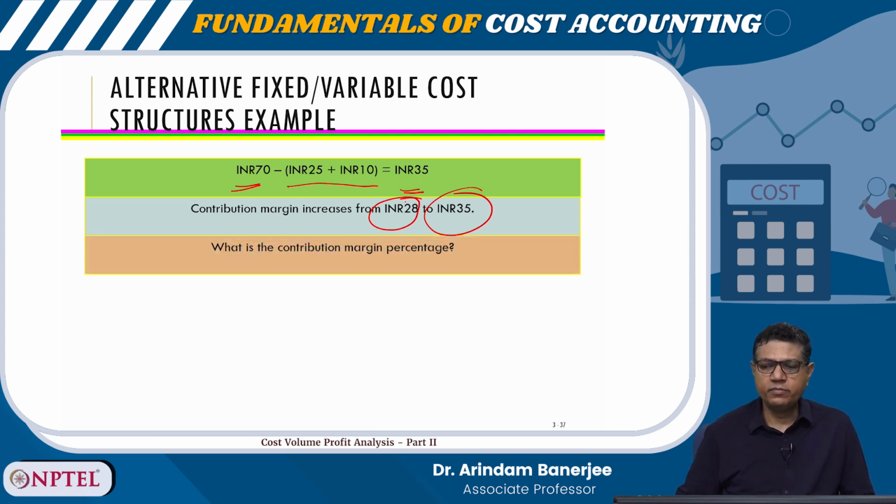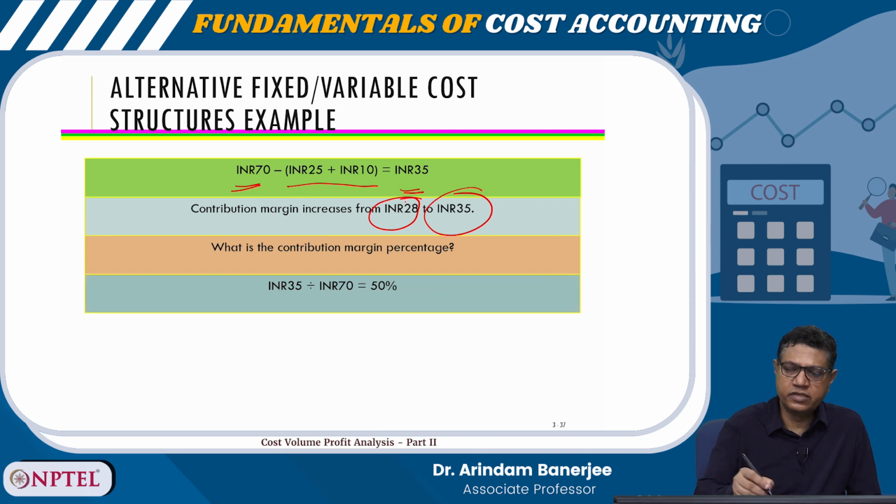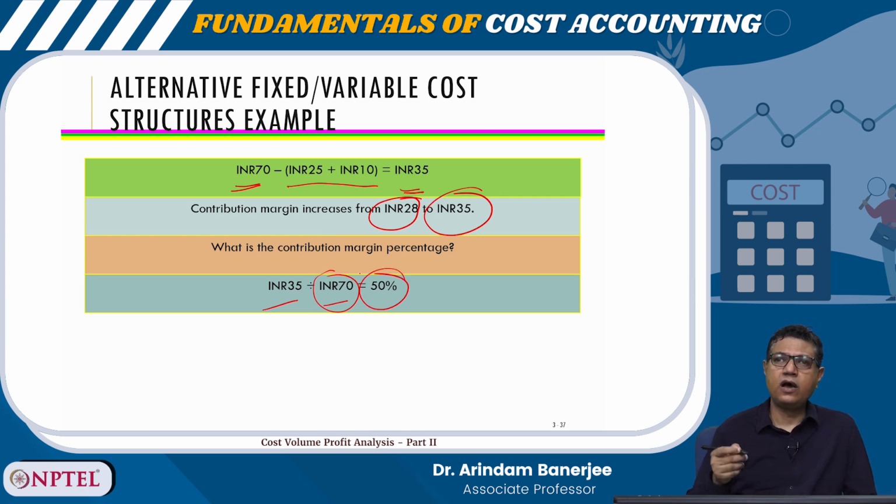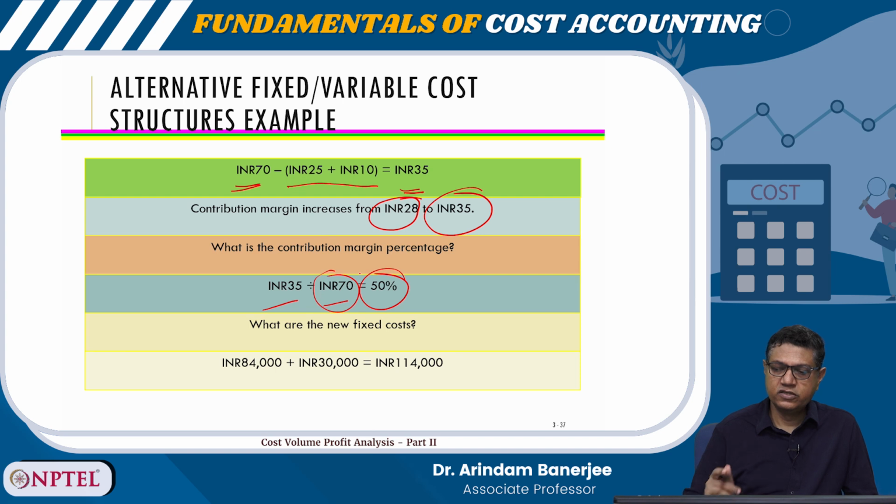What is the contribution margin percentage? So, 35 divided by 70, 70 is the selling price, so 50%. Earlier it was 40%, so now it is increasing to 50%. What are the new fixed costs? But at the same time, as the contribution margin is increasing, your fixed cost is also increasing. Your fixed cost was 84,000 earlier, now it is plus 30,000.